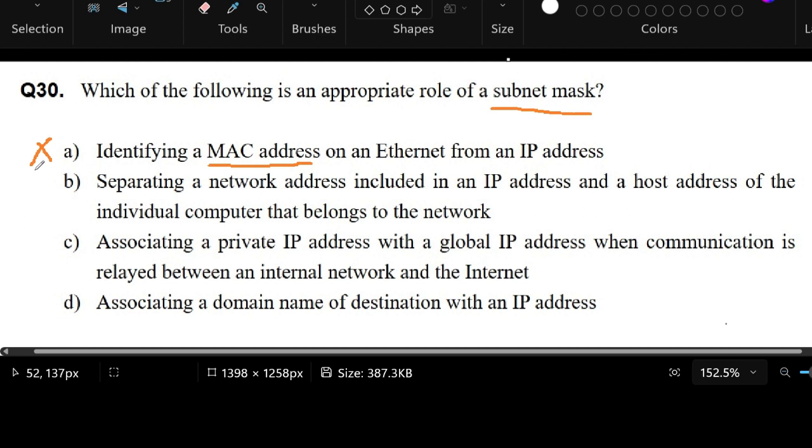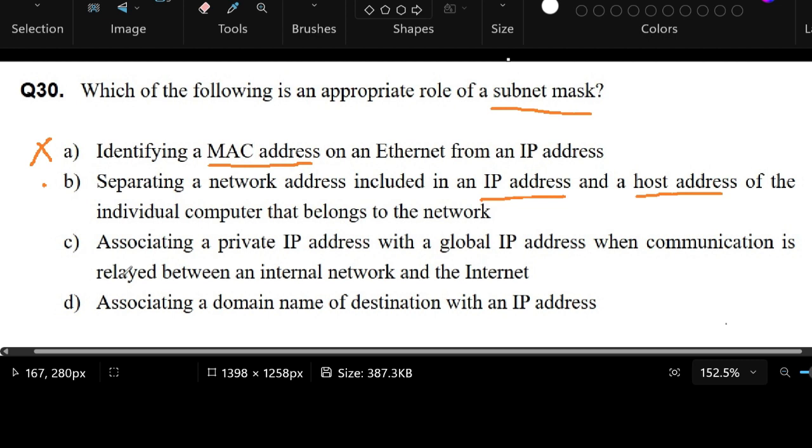Next, for letter B, it's saying that the subnet mask is used to separate the network address because it includes an IP address and a host address. And we use the subnet mask to find out the host address of the individual computer that belongs to the network. I think this is the correct answer, but we need to also read the other choices.